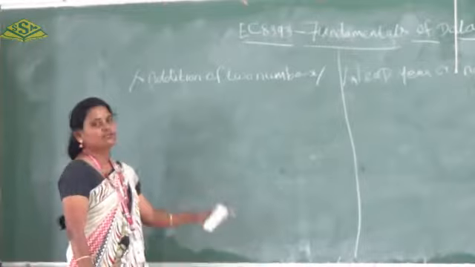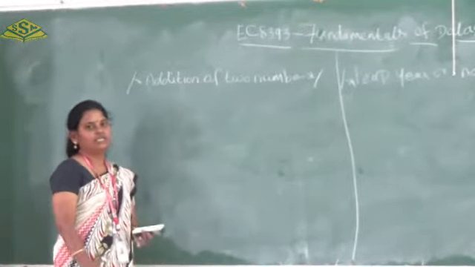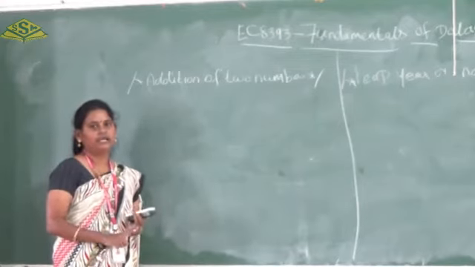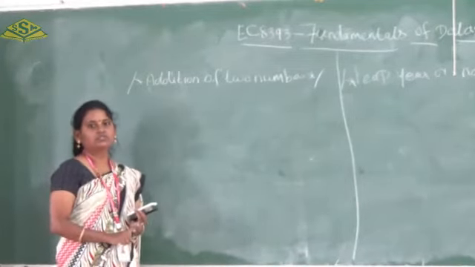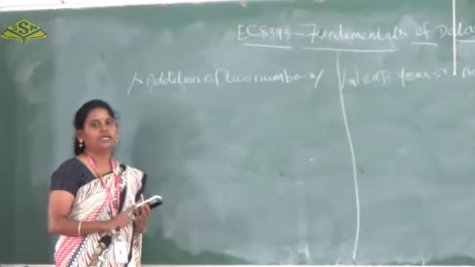So now we shall see the program for addition of two numbers. For addition of two numbers, we need two variables for adding, and after adding, the result should be stored in a third variable. So I have taken the variables as A, B and C.